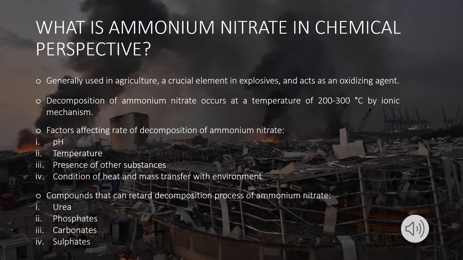Studies have shown that the decomposition of ammonium nitrate occurs at a temperature of 200 to 300 degrees Celsius by an ionic mechanism and results in the production of nitrous oxide gases and steam. There are some factors affecting the rate of decomposition of ammonium nitrate such as pH, temperature, presence of other substances, and condition of heat and mass transfer with the environment. However, the decomposition process can be retarded by compounds such as urea, phosphates, carbonates, and sulfates.